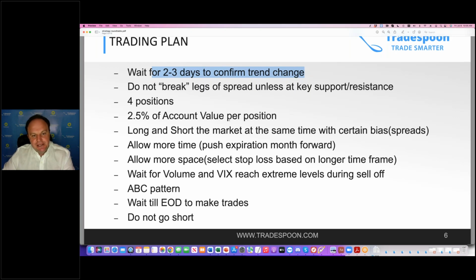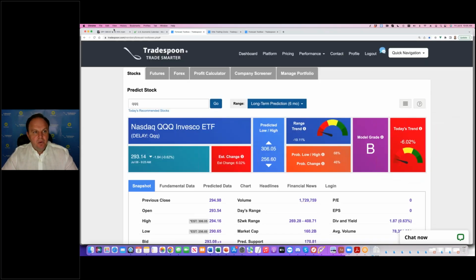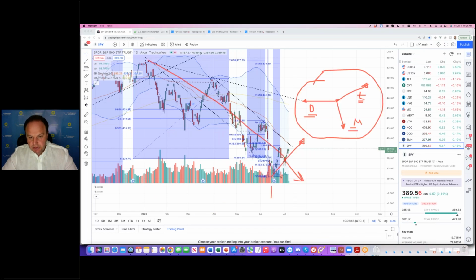Again, 2.5% of account value, no more than 4 positions. Right now, unless you're an aggressive day trader, I propose a stop loss so you don't take too much risk. It's the recent low, 362. We're probably not going to reach it Monday, but by next Friday it is conceivable that if CPI and PPI are worse than expected, we are back to 360 or below. So I would propose using 360 as your stop loss.